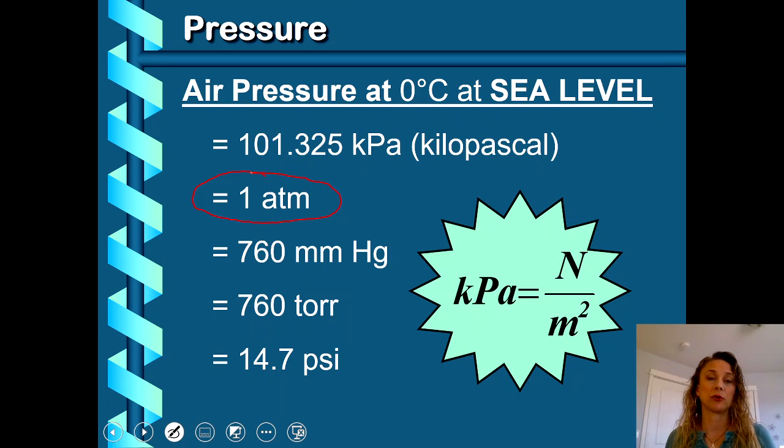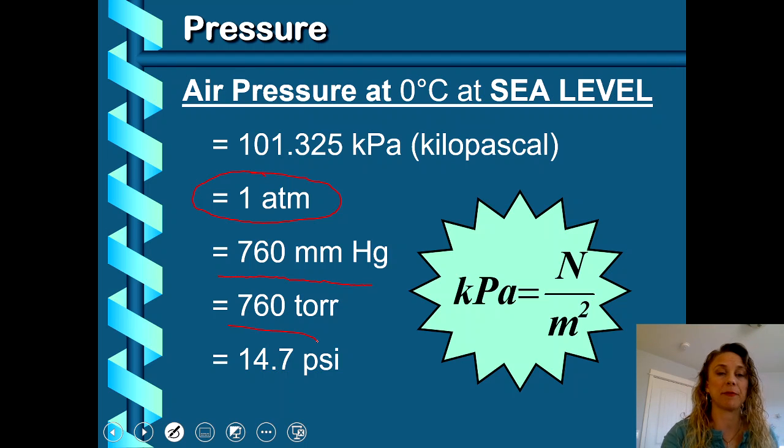On Mr. Torricelli's mercury barometer, it was 760 millimeters of mercury, or 760 torr high. So that's where that number came from, if you're at sea level and it's freezing. So we call that a certain thing.